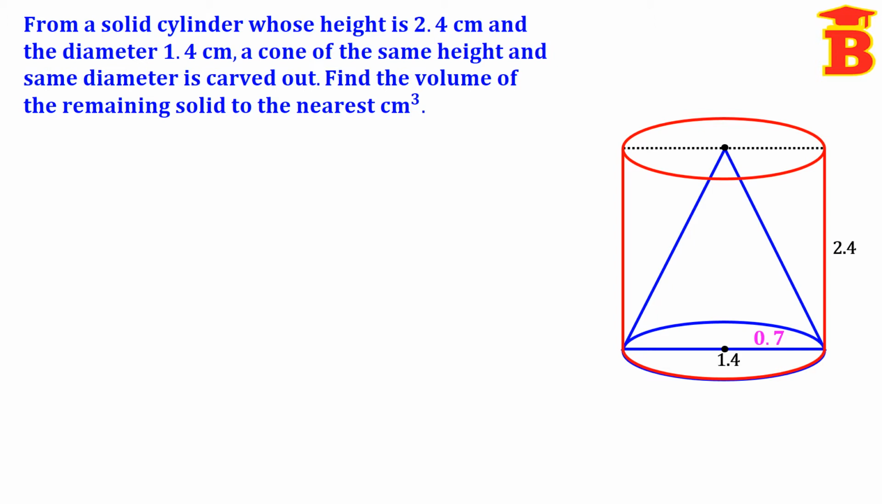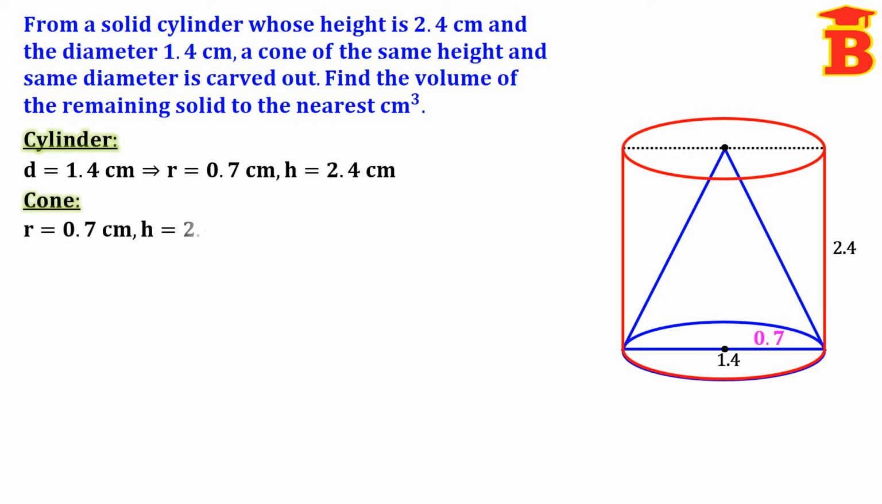And see the given, the cone is carved out. So that means this blue color cone is taken out. So it is removed out. We have to find the volume of the remaining solid. Now let us write the given. For the cylinder, the diameter is 1.4 centimeter. That means the radius is 0.7 centimeter. And the height is 2.4 centimeter. For the cone, the radius is same, that is 0.7 centimeter. The height also same, that is 2.4 centimeter.